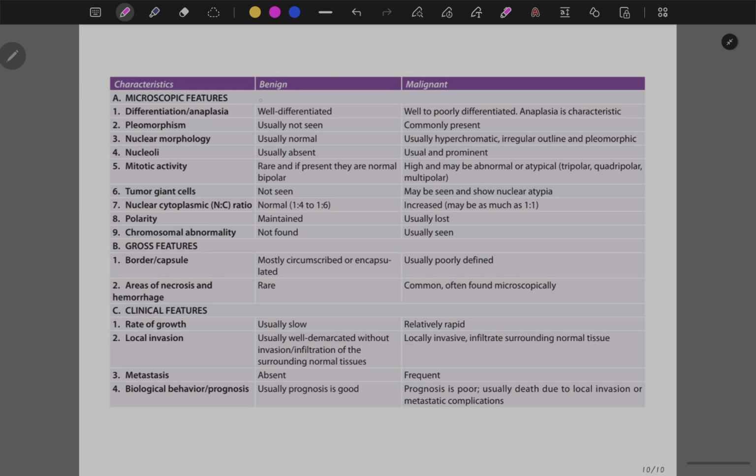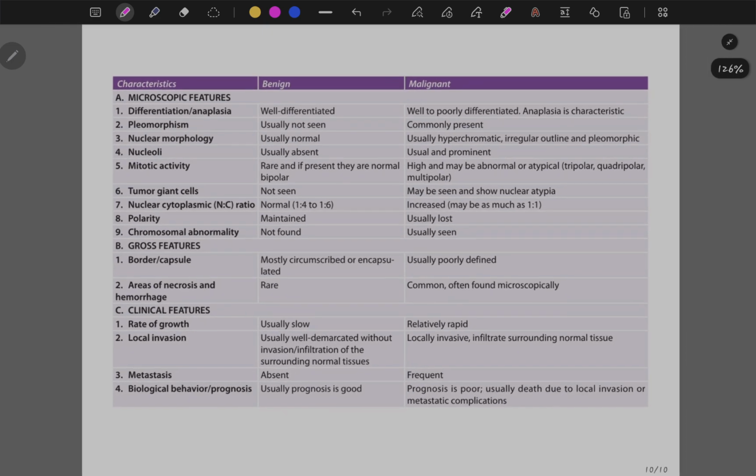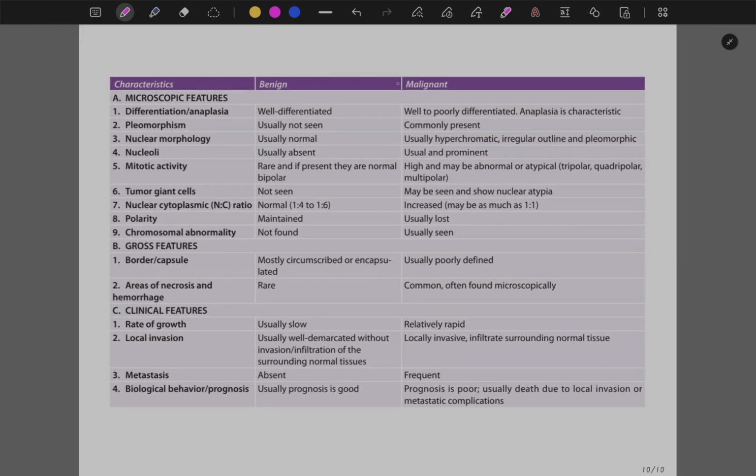So these are the final differentiating features between benign and malignant neoplasms. You must study this, and you can get full marks in the exam even if you only study this table. This table is taken from the Ramdas Nayak textbook.